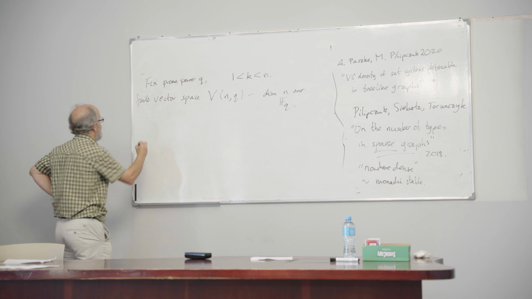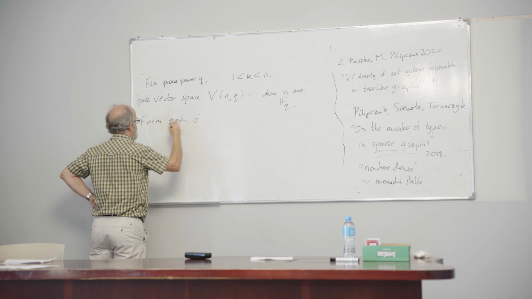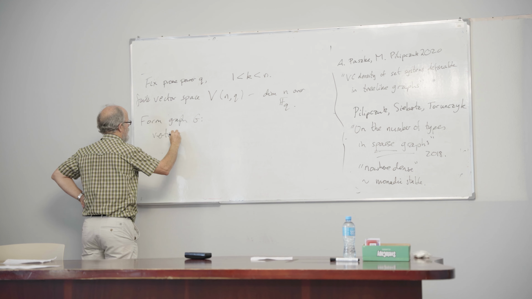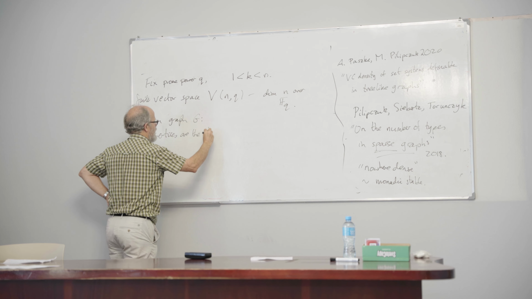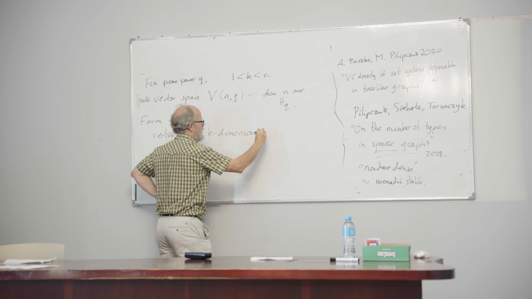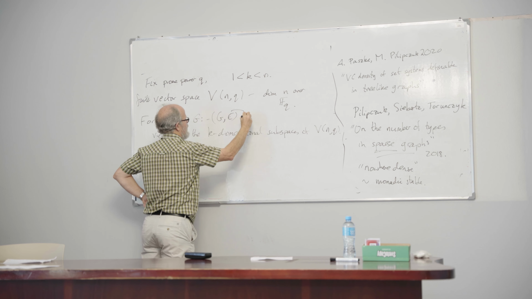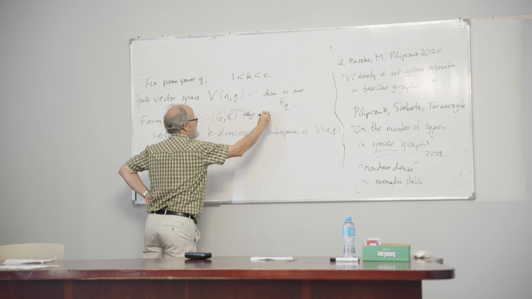Okay. Form a graph G where the vertices are the k-dimensional subspaces of V_n(q). And we'll treat the graph with the edge relation E. So I'm thinking of this as a binary, symmetric binary relation.